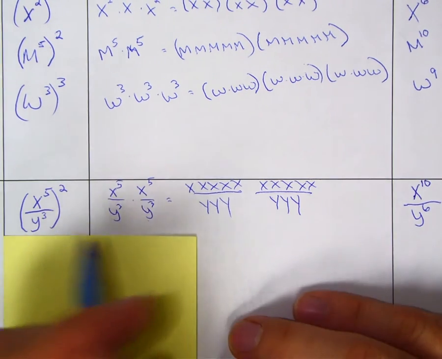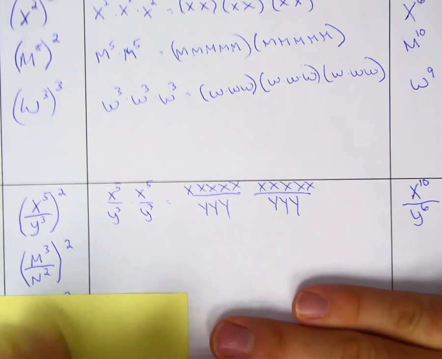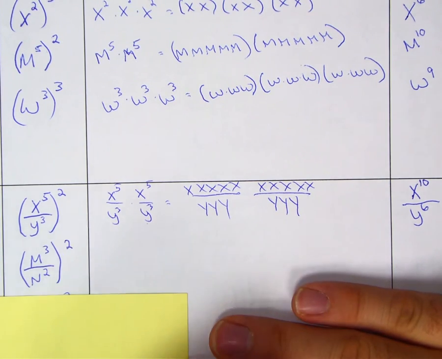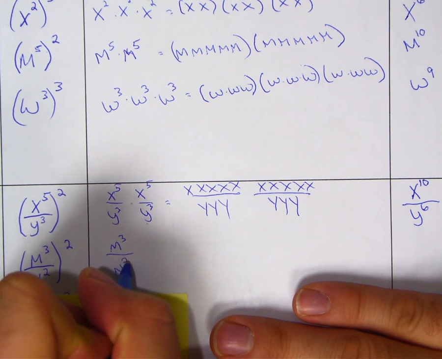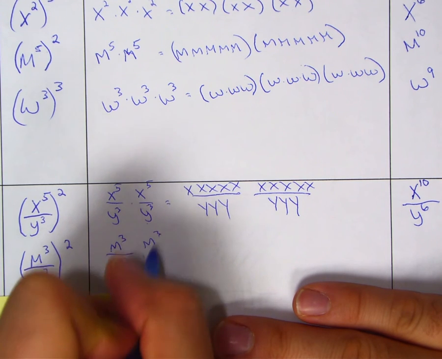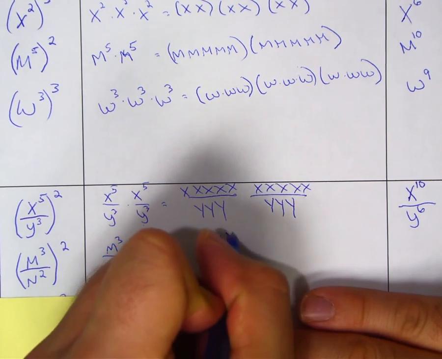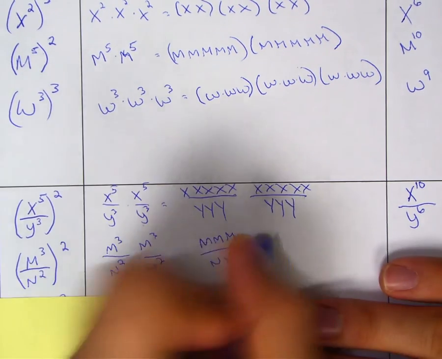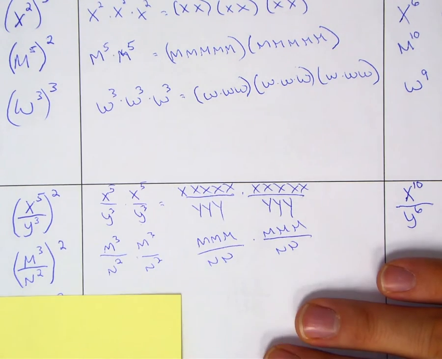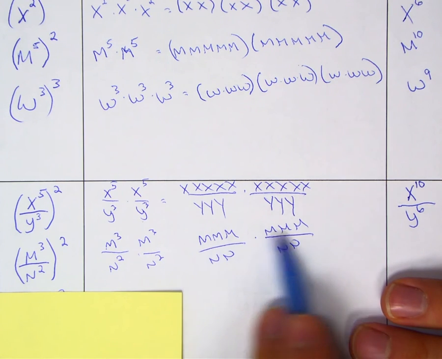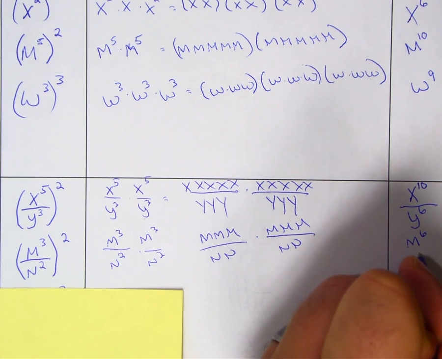Okay. So I'm hoping you're seeing a pattern already with this, but we're going to do a couple more. So let's do one more right now. Alright, m to the 3rd over n to the 2nd, all to the 2nd. So that's really m to the 3rd over n squared times m to the 3rd over n squared. So let's write that out again. So we've got 1, 2, 3 m's on the top, 2 n's on the bottom. 3 m's on the top and 2 n's on the bottom. When we multiply them out, we've got 6 m's on the top and we've got 4 n's on the bottom.